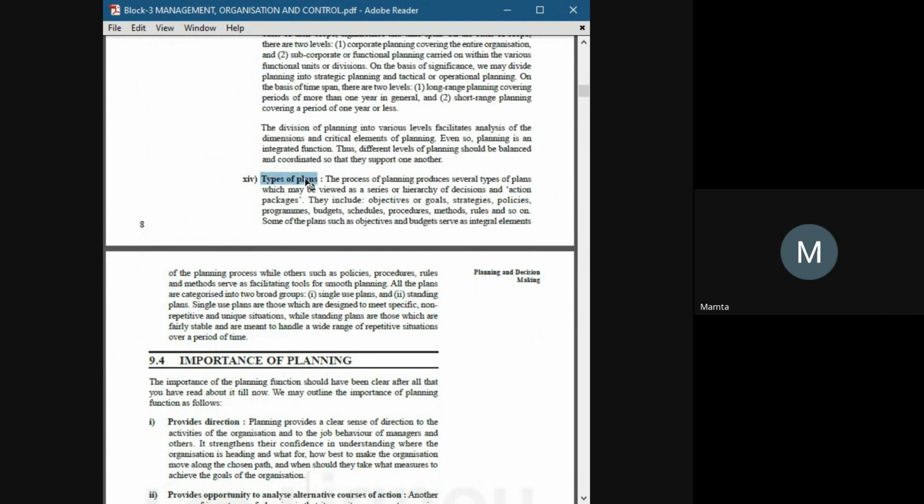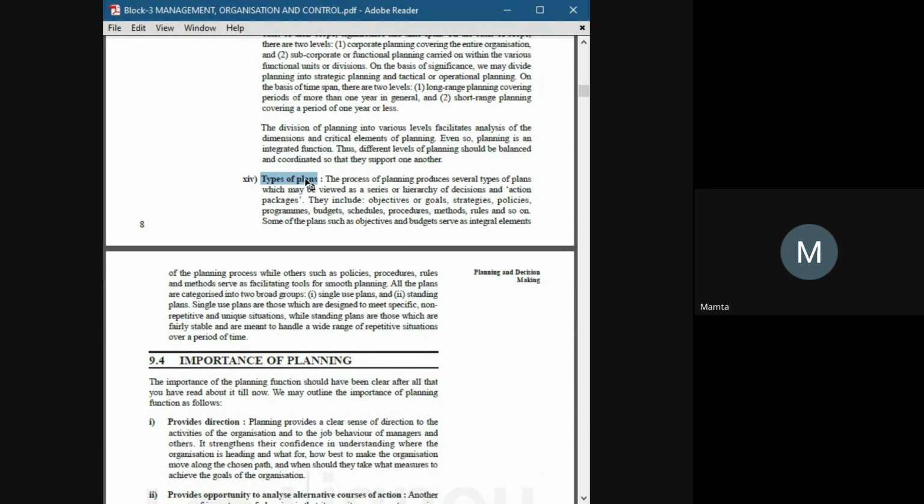And the types of plan. Planning produces several types of plan, which may be viewed as a hierarchy of decision and action packages. They include objectives or goals, strategies, policies, programs, budgets, schedules, procedures, methods, rules, and so on. Some of the plans, such as objectives and budget, serve as integral elements. Now we have categorized it into two broad groups, which are single-use plan or standing plan.